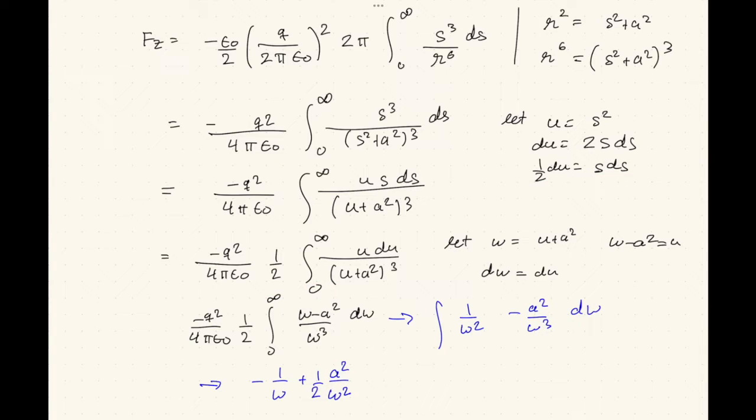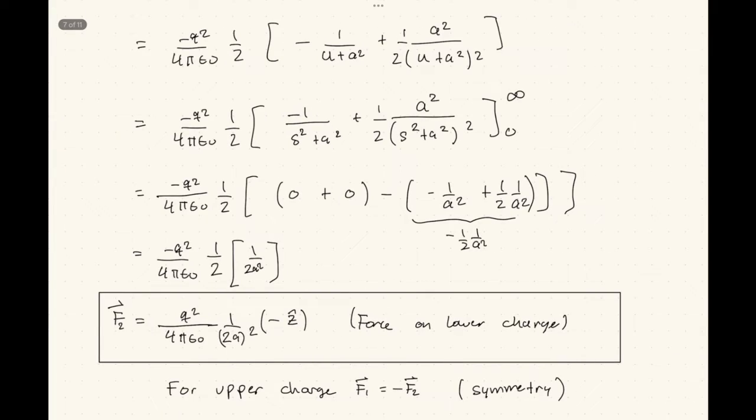We do a second u sub. We let w equal u plus a squared. We arrive at this integral. And at the end of integration, we are left with this. You can pause for the details. At the end of all the integration, we're left with this. And writing it back in notation, we're left with the force on the lower charge.